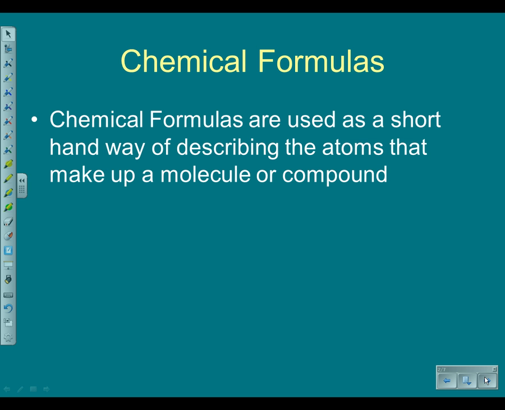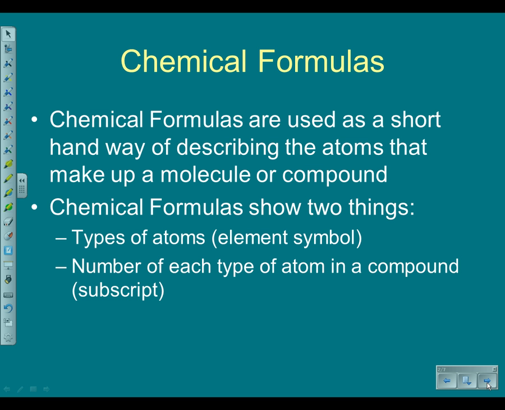So a chemical formula is a shorthand way of describing the atoms that make up a compound or a molecule. A chemical formula tells you two things. What does a chemical formula tell you? The number of each atom, but then also, Josh, it also has to tell you what kind of atoms, and then how many of them there are. Those are the two things that a formula is going to tell you: what kind of atoms are in this compound, and how many of those kinds of atoms are in that compound.